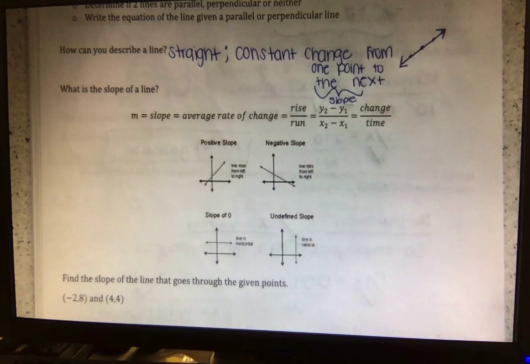What if it has no slope? That means it has no slope from every single point. We're going to get there. Keep that in mind.